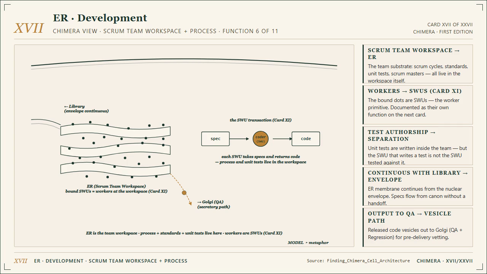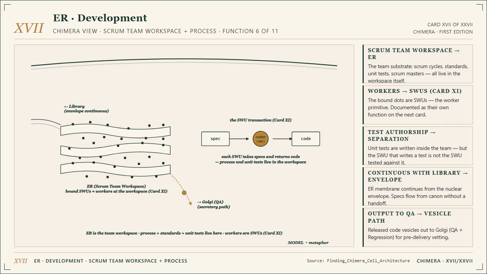This card is about the workspace itself. The dots studded along the cisternae are bound SWUs, the worker primitive, but their architecture was established on card 13, ribosomes SWU. Here we focus on what surrounds them, the workspace they bind to, and the process that surrounds the work. On the right is the atomic SWU transaction.